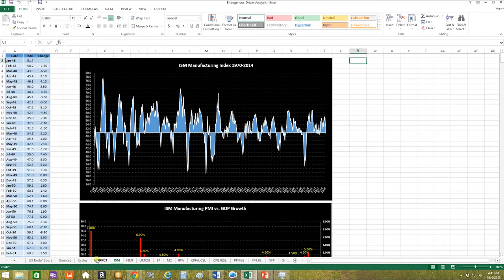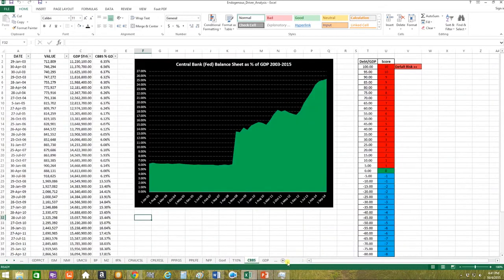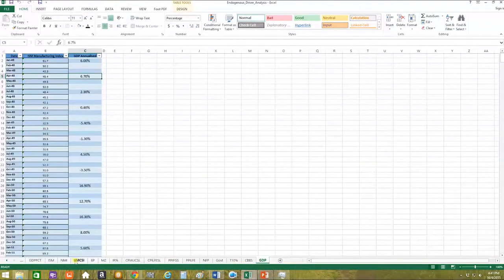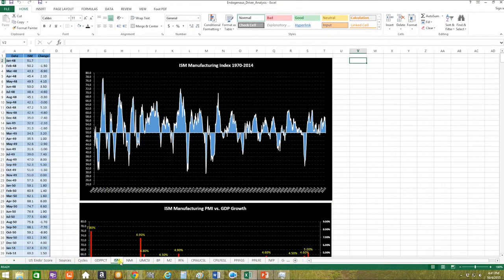We have our GDP percent tab. This GDP percent tab is real GDP reported on a quarterly basis at an annualized rate. And we have all of our drivers that we looked at earlier all the way across our sheet. And if we start with ISM, you can see that we have 3 columns. We have our date, our ISM number, and the percentage change.